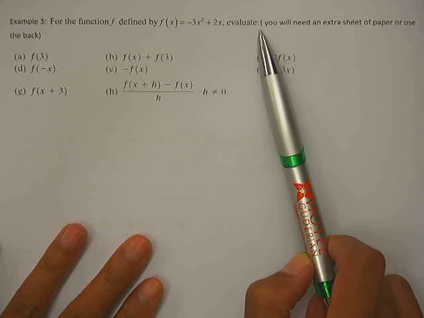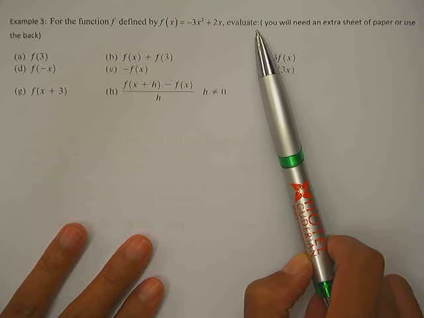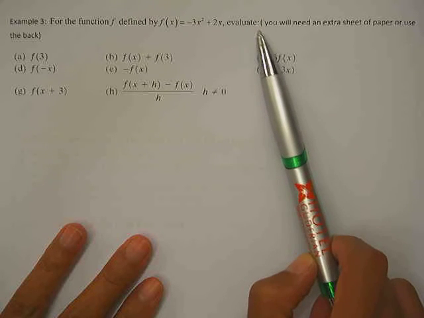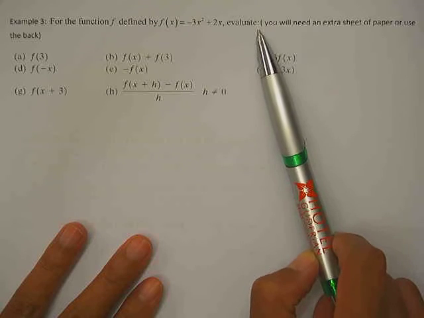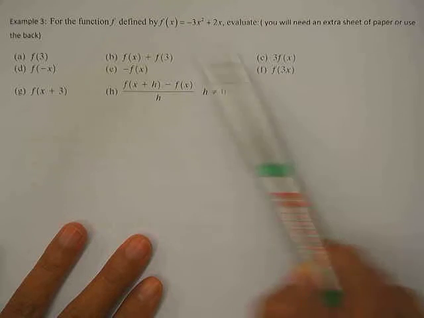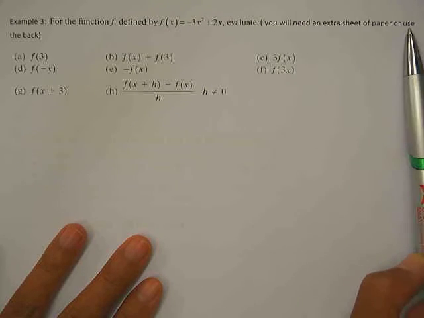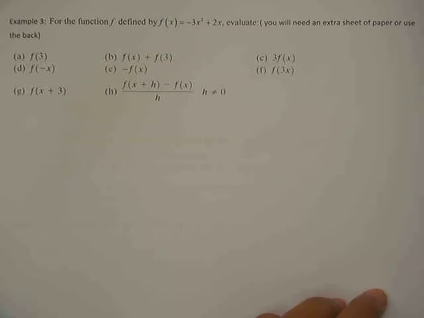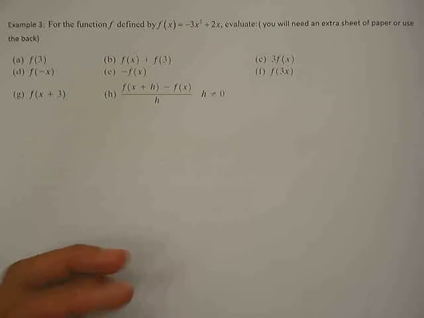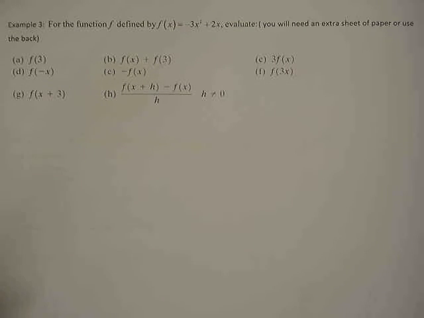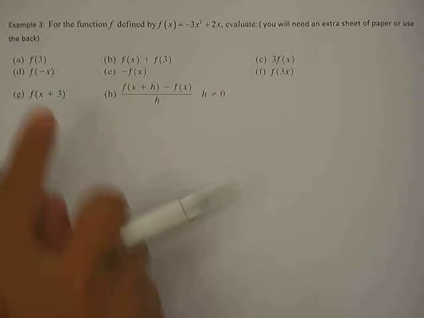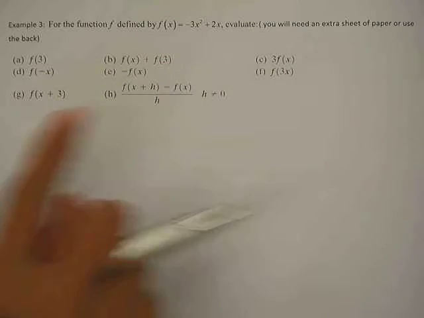Evaluate, okay? And then it looks like a sad face, but it's actually two separate things here: colon and then parentheses. You will need an extra sheet of paper or use the back. Let me see if my back is blank. Yep, the back of my handout packet is blank, so I'm going to be using the back of my handout in just a sec, okay? So for this one, be neat. Be super, super neat, because it looks like there's a lot of things. You got A, B, C, D, E, F, G, okay?